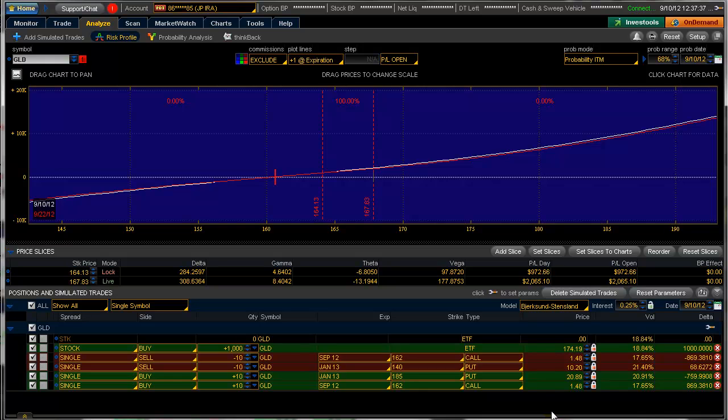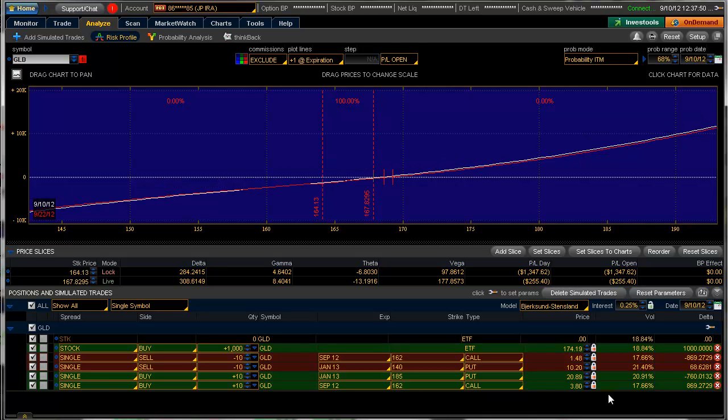Okay, so at that time, on the 3rd, it would have cost him $3.80 to buy that back. All right. So now it's looking a little bit more promising.